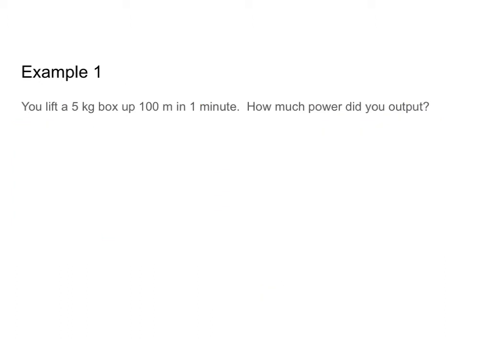So you lift a 5 kilogram box up 100 meters in 1 minute. So 5 kilogram box, 100 meters, 1 minute. How much power did you output? Here's my box with its mass of 5 kilograms. And I'm going to lift it up 100 meters. And the time is going to be 1 minute or 60 seconds. And note, guys, I do need to make sure that my time is in seconds because that is my SI unit.